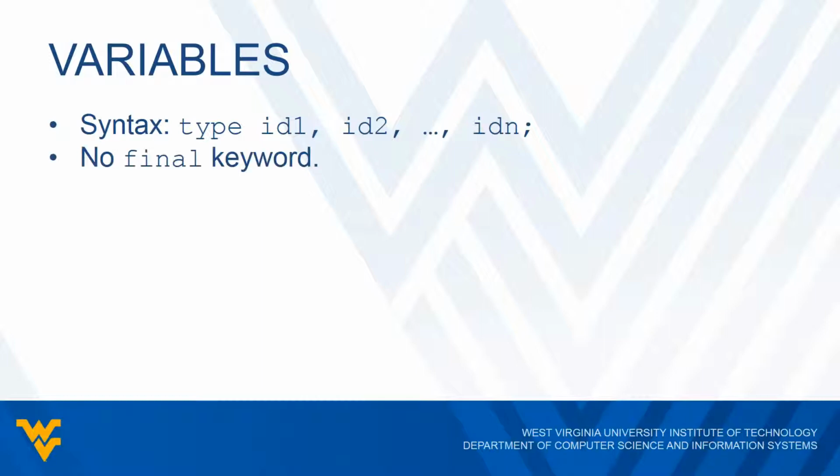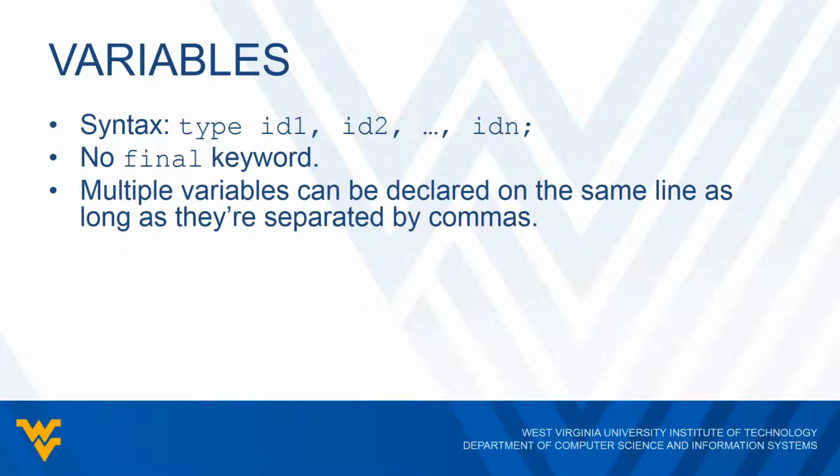Unlike constants, notice that there is no final keyword. This is because, remember, with constants, we put the final in there to say that we cannot change the value. These memory cells contain values that we can change while we're running the program, so we don't want to include the final keyword. And we can declare multiple variables on the same line, as long as they're separated by commas.